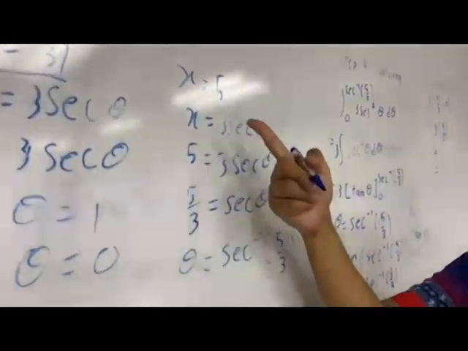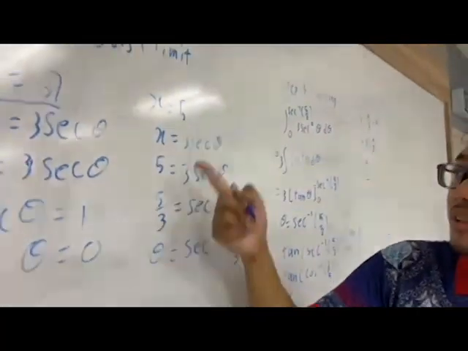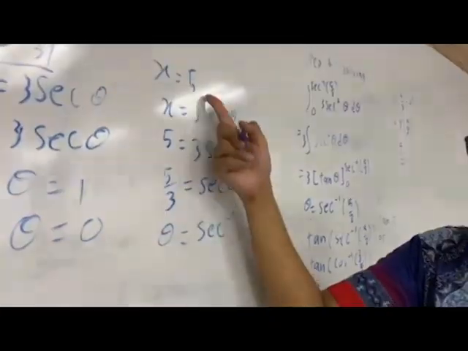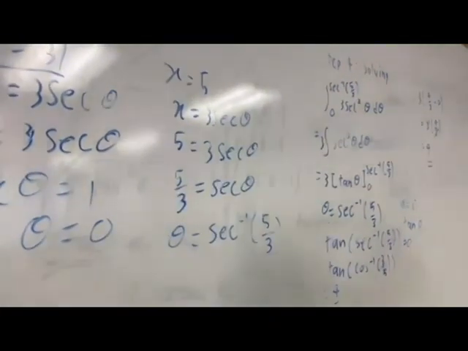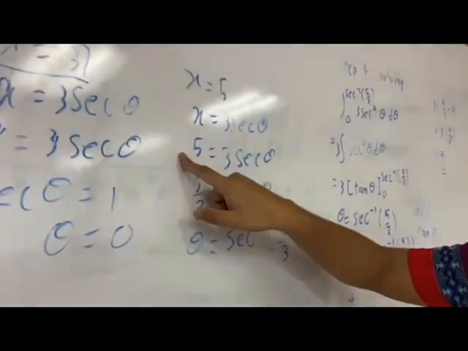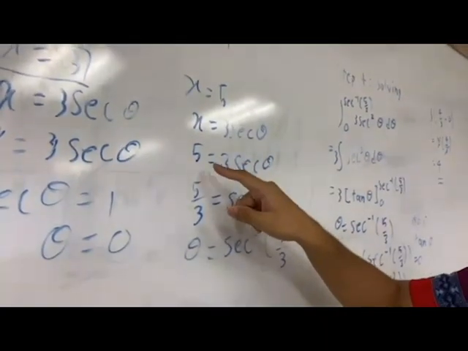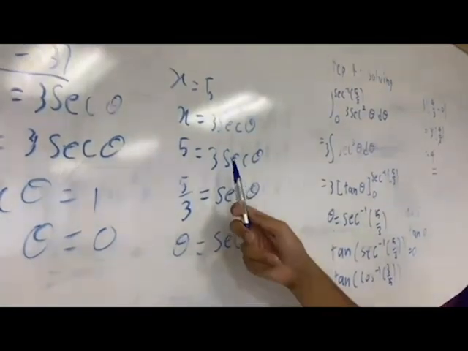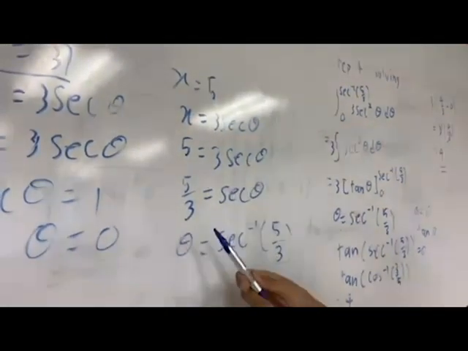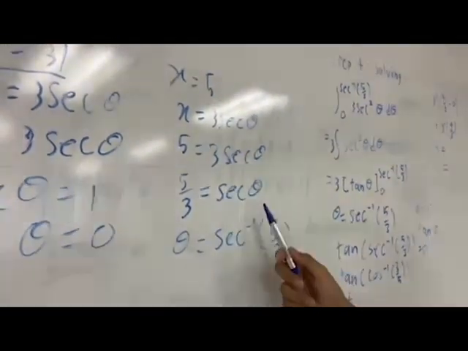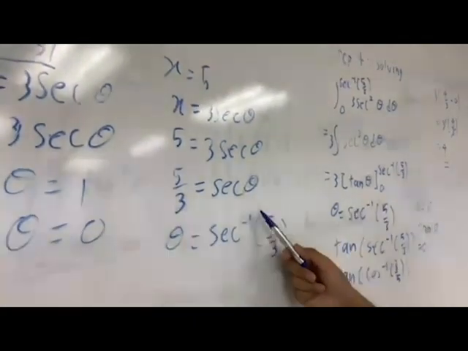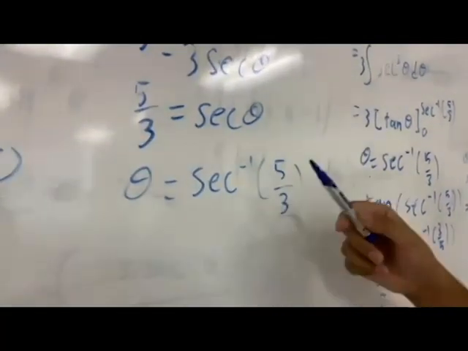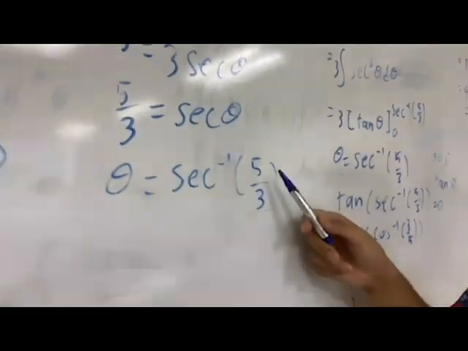Now moving on to the next limit, which is 5. Same thing happened here. We just simply substitute x equals 5, and then we find 5 equals 3 secant theta, and then we can move the 3 to the left hand side, which makes it 5 over 3 equals secant theta. From there, we can find that theta is equal to inverse secant 5 over 3.